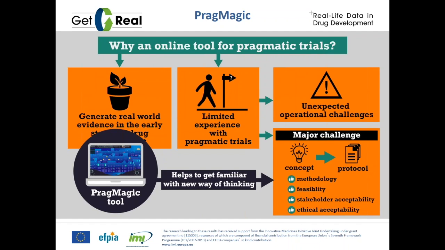So whereas the Precis tool is a very short and nice and perfectly simple way of designing a more or less pragmatic trial in terms of the design choice, it doesn't really represent the complexity of designing a pragmatic trial well enough. Firstly, operational challenges in pragmatic trials are often different than those in explanatory trials, and because of the limited experience with pragmatic trials, they are often anticipated, and that's not covered in the Precis tool. It's not made for that.